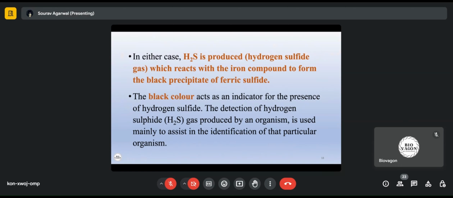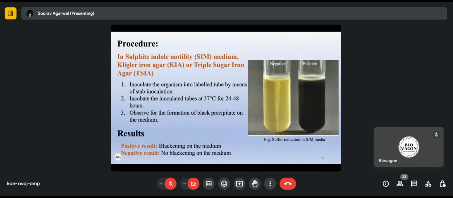The H2S gas produced post metabolism can be observed when it reacts with the iron compound present in our media to form a black precipitate of ferrous sulfide. And this indicates the presence of H2S gas. Okay. This procedure can be done using three different types of media, which are SIM media, KIA, or triple sugar iron agar. Okay, we inoculate our organism by the method of stab inoculation, and then we incubate these organisms at 37 degrees Celsius for 24 to 48 hours, and then we observe for black precipitate formation in the media.